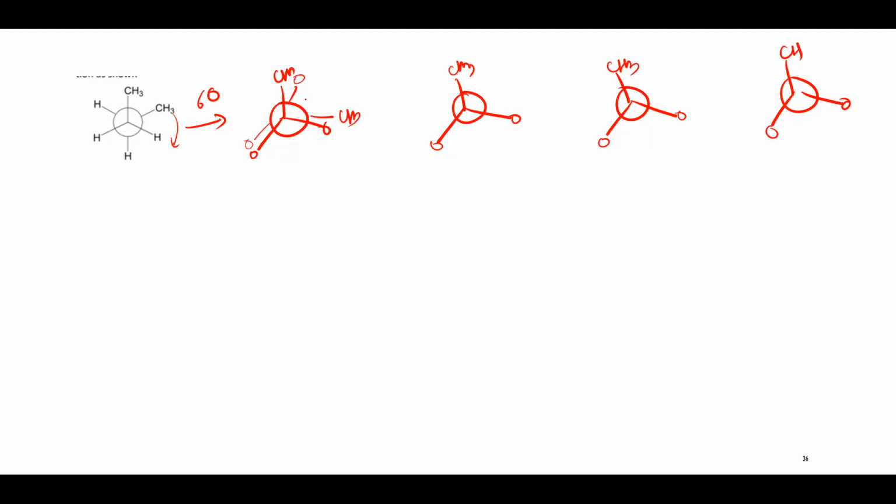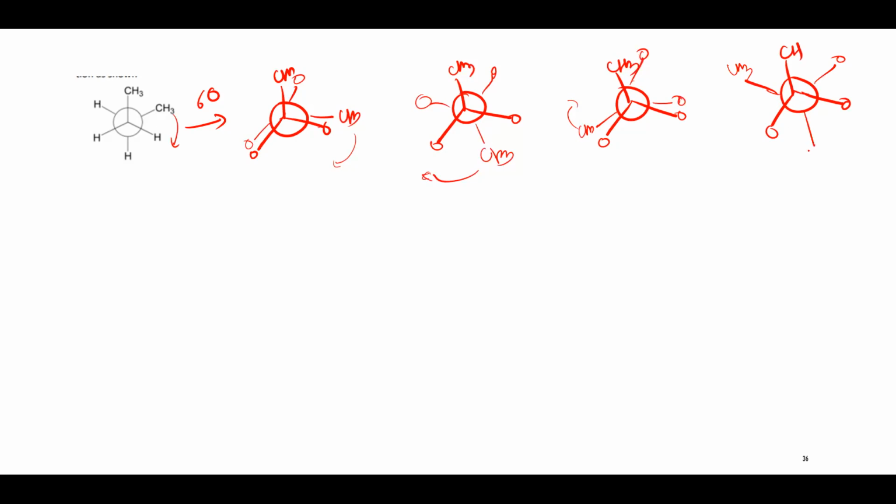So the hydrogen will be here. In the next 60 degrees, CH3 will be here, and hydrogen will be here. If you further rotate this molecule by this back carbon atom by 60 degrees, the CH3 will be here and hydrogen will be here. Again, you rotate by 60 degrees. This methyl will be here, hydrogen will be here, right?